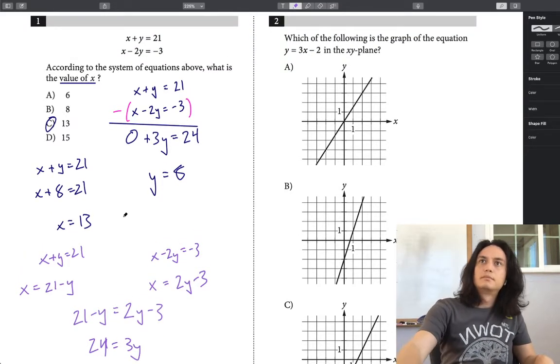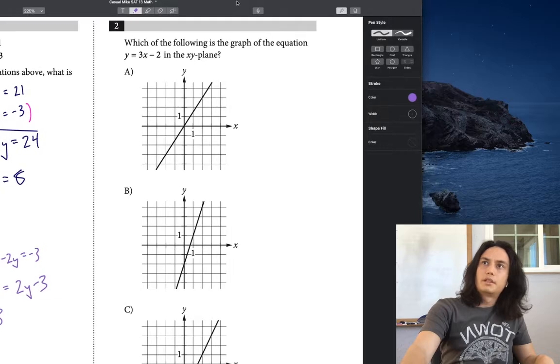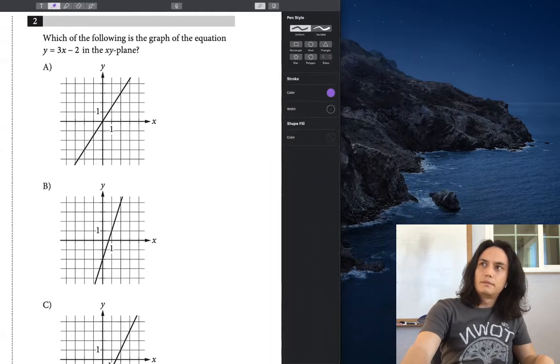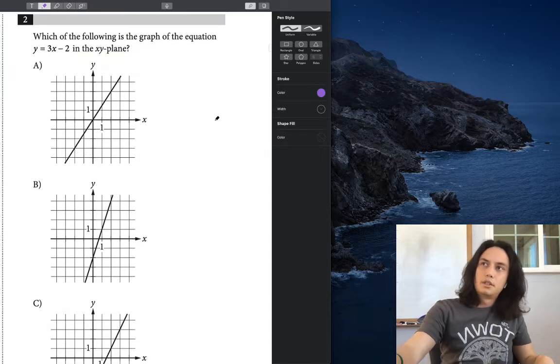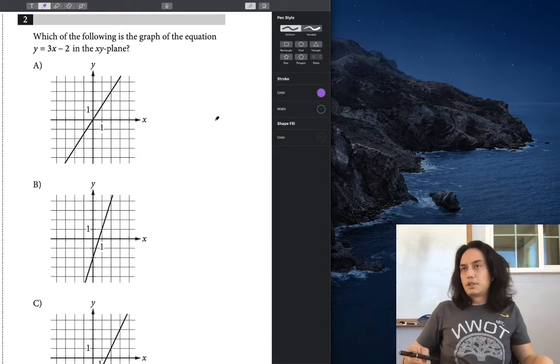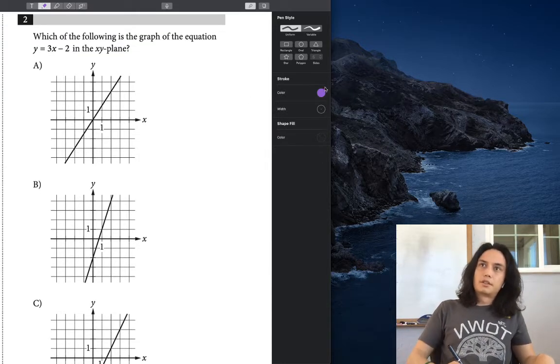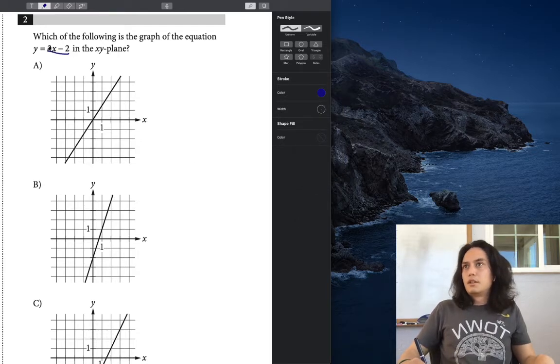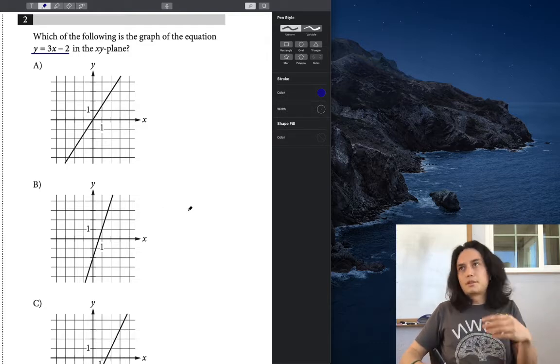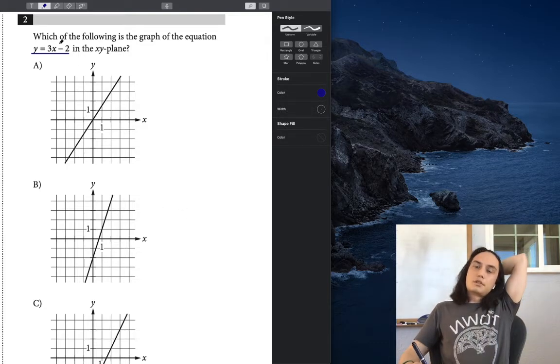Question 2. Which of the following is the graph of the equation of y equals 2 in the xy plane? So this question is giving us an equation that looks like this. This is the equation. And it's telling us to recognize the graph. So there's two main things to look for in equations that sort of tell the story of what the graph's going to look like.